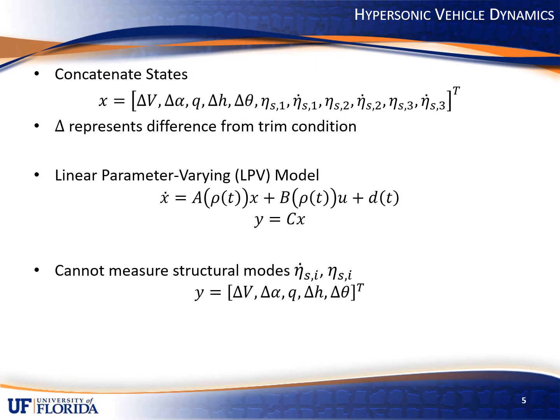These complex hypersonic vehicle dynamics can be represented in a much simpler linearized control-affine form with an additional added disturbance term d. In this specific approach, we assume that we cannot directly measure all the internal states of the aircraft. Specifically, we don't assume that we can measure the structural dynamic states. Instead, we say that we can measure the forward velocity, angle of attack, pitch rate, altitude, pitch, and their respective differences from the linearized trim condition.